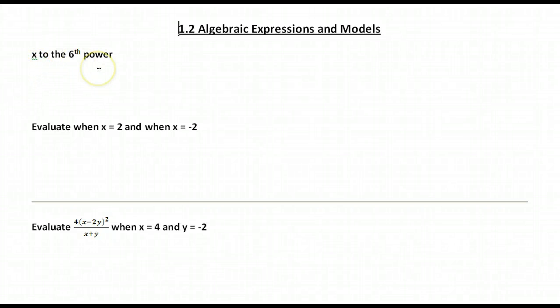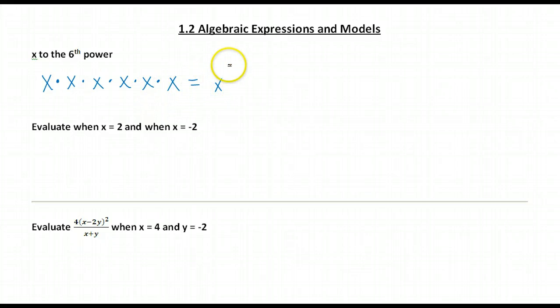x to the 6th power is really x 6 times. We can abbreviate x 6 times as x to the 6th power. Now if we want to evaluate that when x equals 2, evaluate means get the answer. So I want to evaluate x to the 6th power when x equals 2. So I'm going to take 2 and raise it to the 6th power.